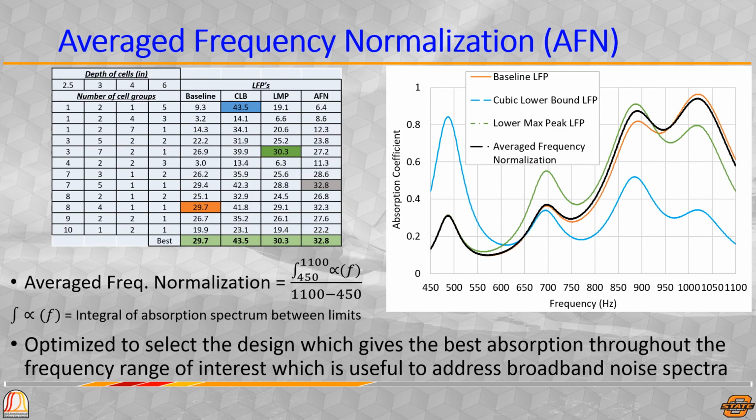The final metric being the average frequency normalization, or AFN. The AFN optimizes for best total absorption in a range. For this, an integral was taken using the trapezoidal rule of the line that is above the absorption coefficient of 0.6. It was then divided by its range to make it non-dimensional. Of the 12 liners, the liner that has 7 2.5-inch resonators, 5 3-inch resonators, 1 4-inch resonator, and 1 6-inch resonator was the best. This is again graphed against the previous LFPs.